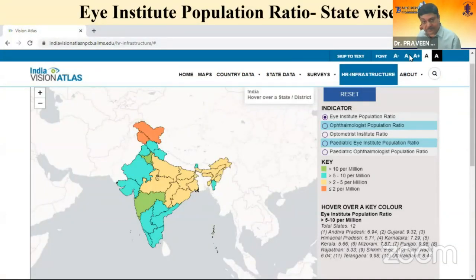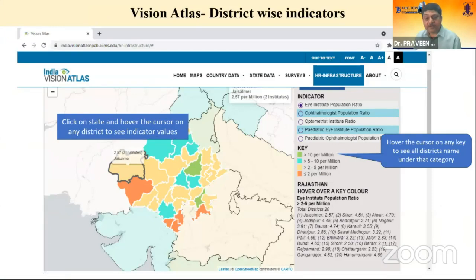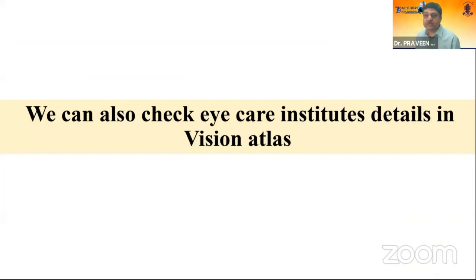And as you can see, these different indicators can be shown. Even the cursors can be moved to the respective state. We can get the exact state data also. And if we go into that state, we can get the respective districts. All the district data can be taken care of.